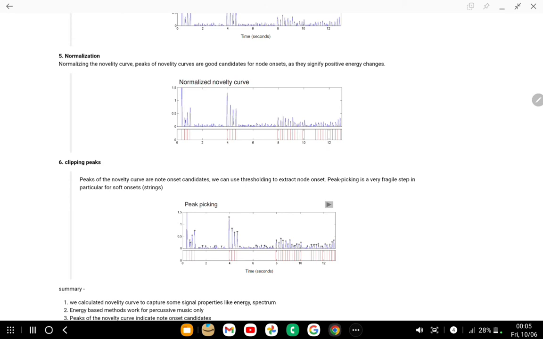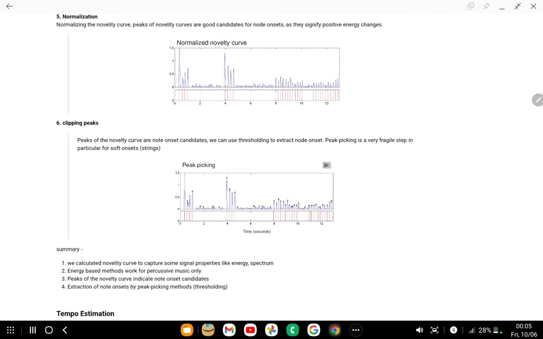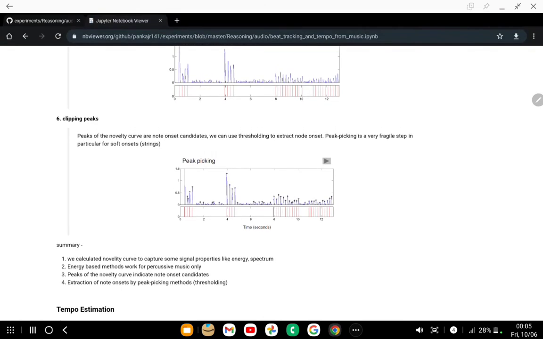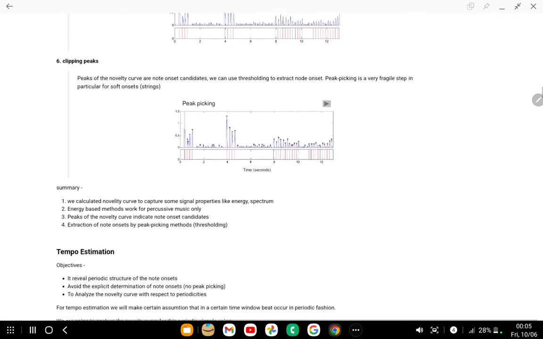We will arrive at some automated process for doing that, but for now this is the process of measuring onset strength. Here we are getting a novelty curve which gives you the onset strength across various time intervals. For example, at 6 seconds the note strength is something like this.